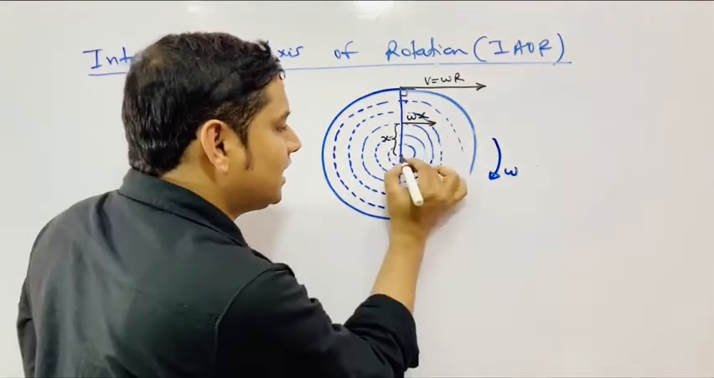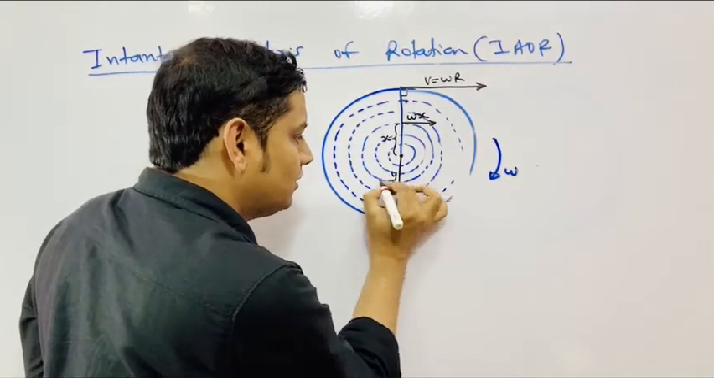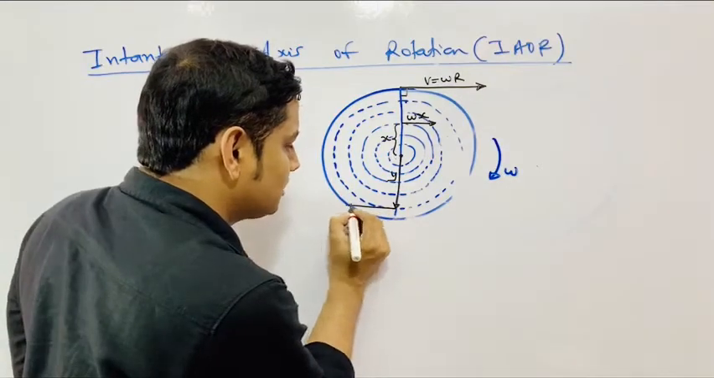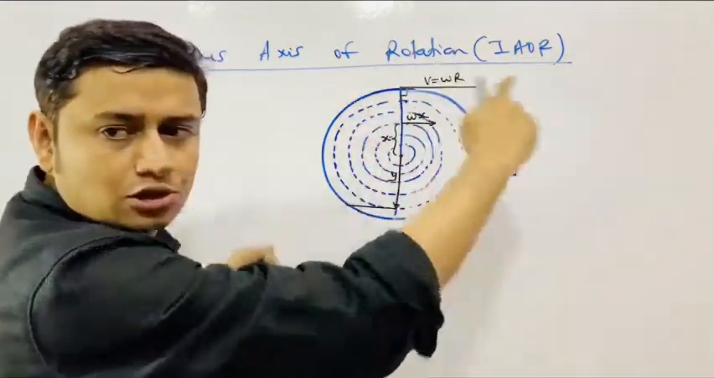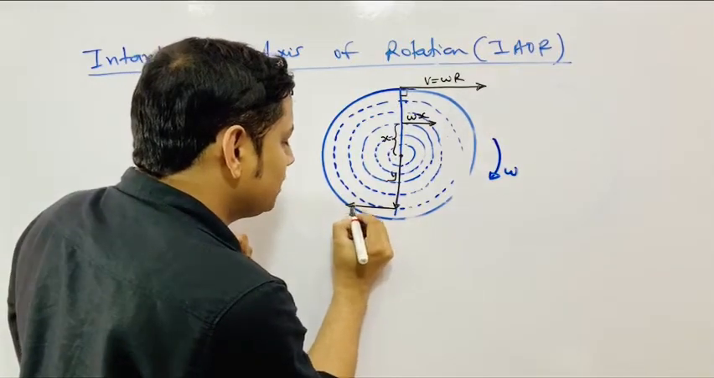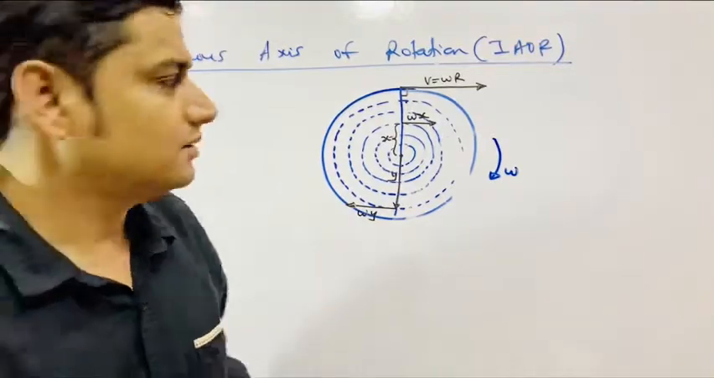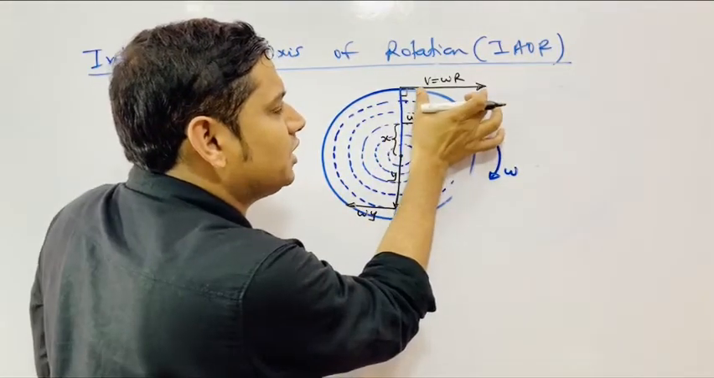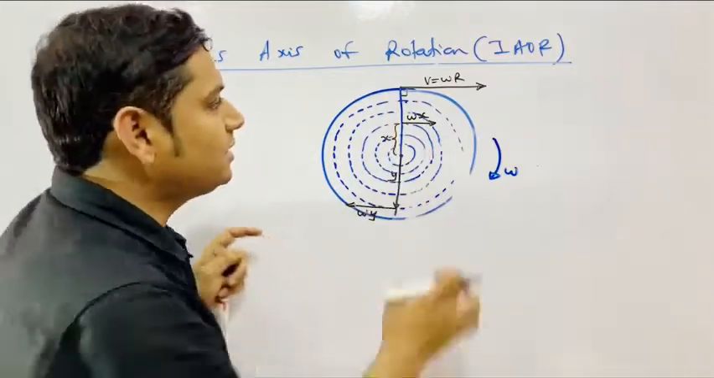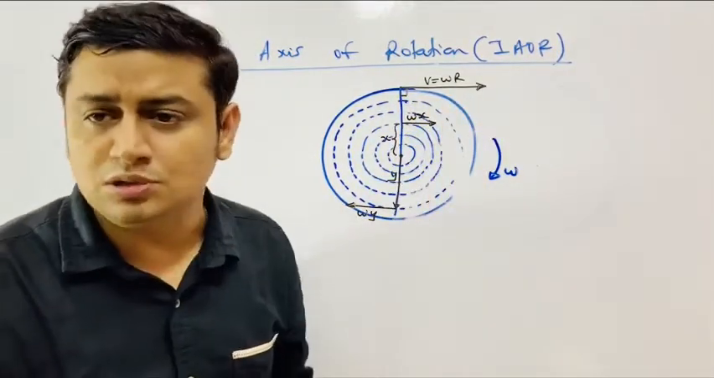If I take a point below at a distance y, the velocity of this point would be backwards. Tangentially means what? This is rotating clockwise, so tangentially means backwards. And what is the magnitude of this? Omega into y. Can I say that the velocity is perpendicular to the radius, perpendicular to the diameter, and its length is proportional to the distance?